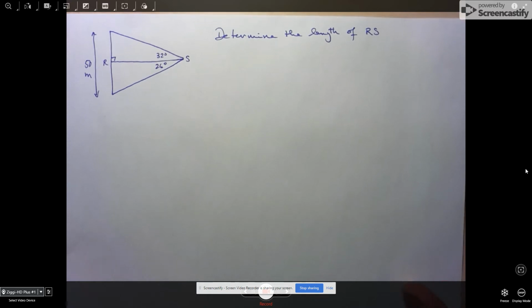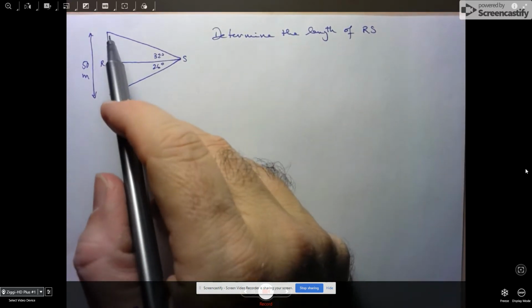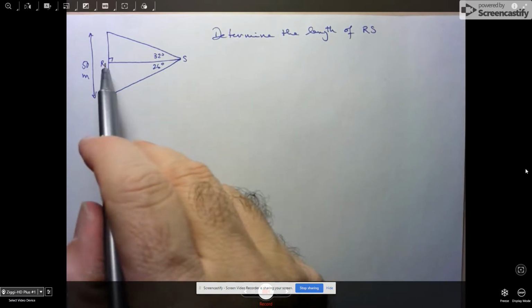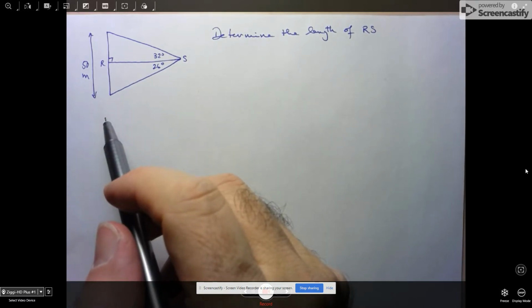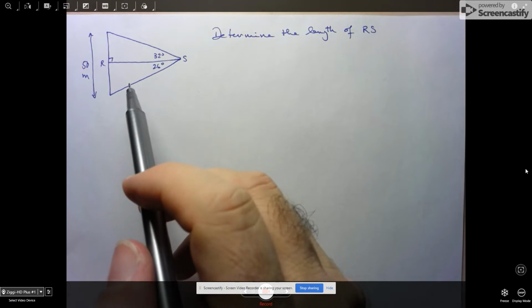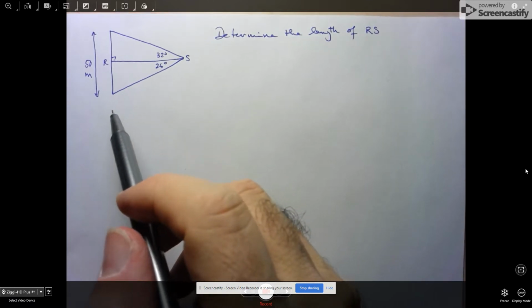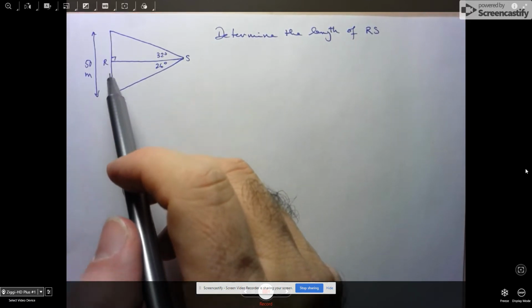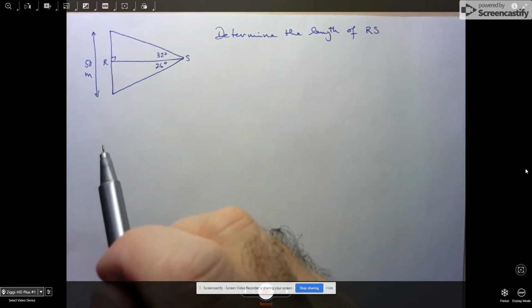Hi folks, we're going to take a look at this question from the homework. They give us these two triangles that are connected by the line RS. We're given two acute angles, one in each of the triangles, and we're given the fact that this total length here is 50 meters, and they want us to find RS.